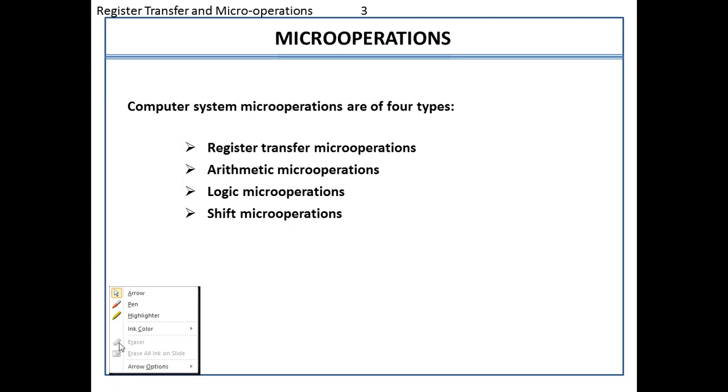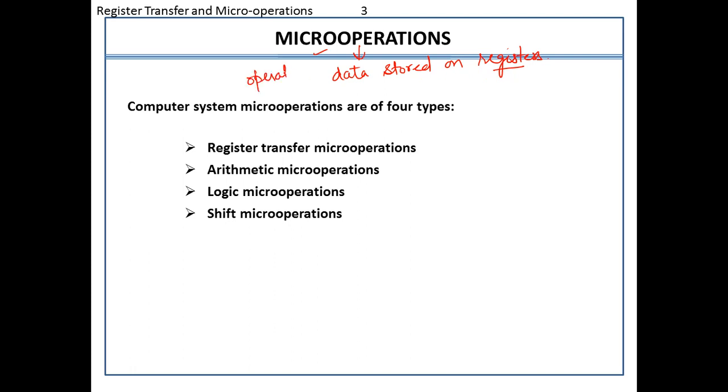So the idea is that the microoperations are the operations that we perform on the data which is stored in the registers. This is very important to understand because this will lead to the definition of the operations. Any data which is available in the registers, and whenever we perform any kind of operation on that data, we call such operations microoperations. Normally these microoperations are categorized into four categories.